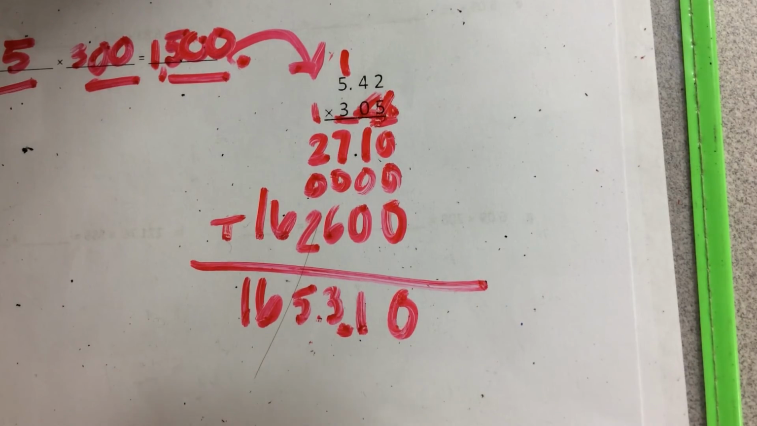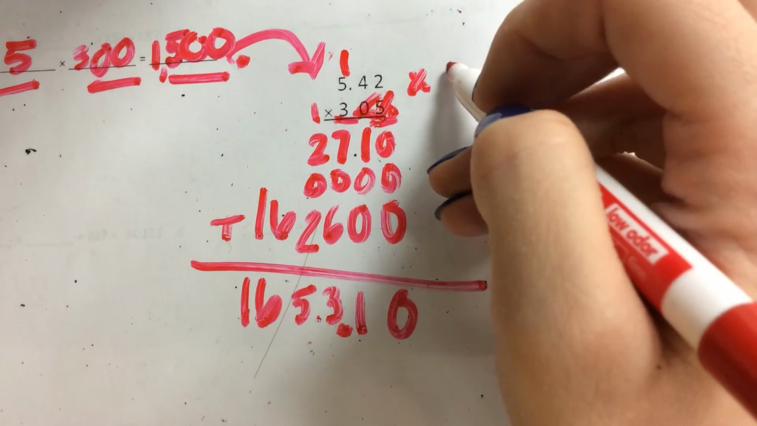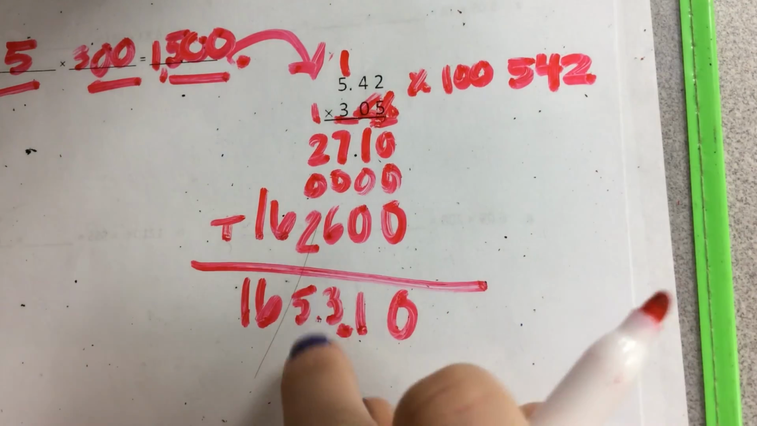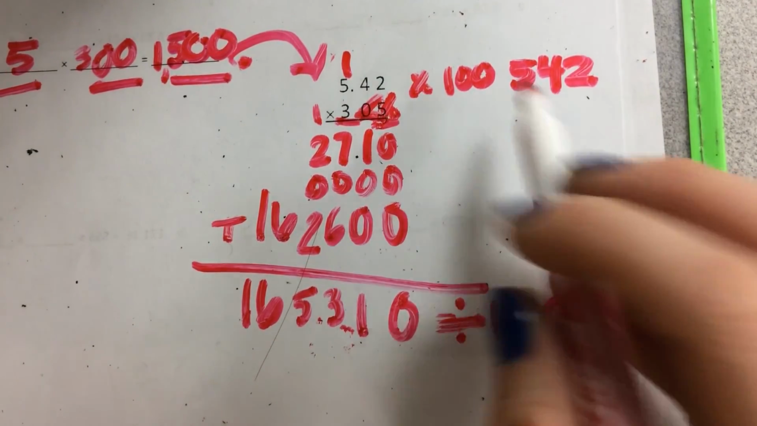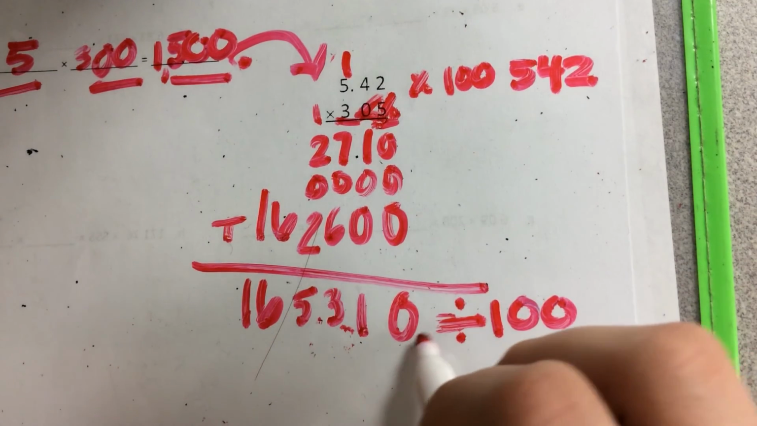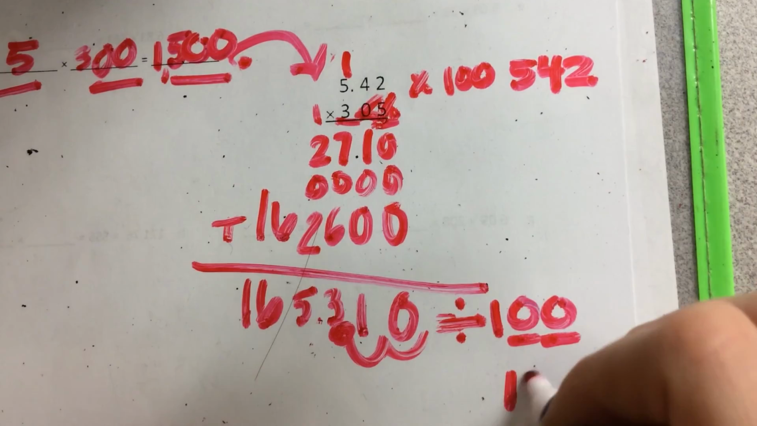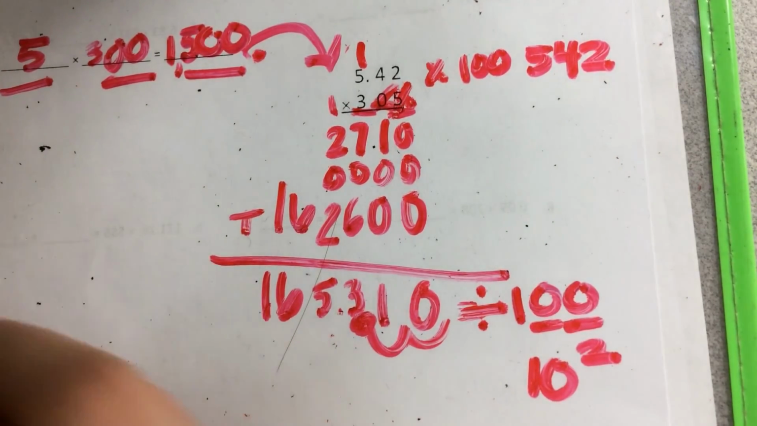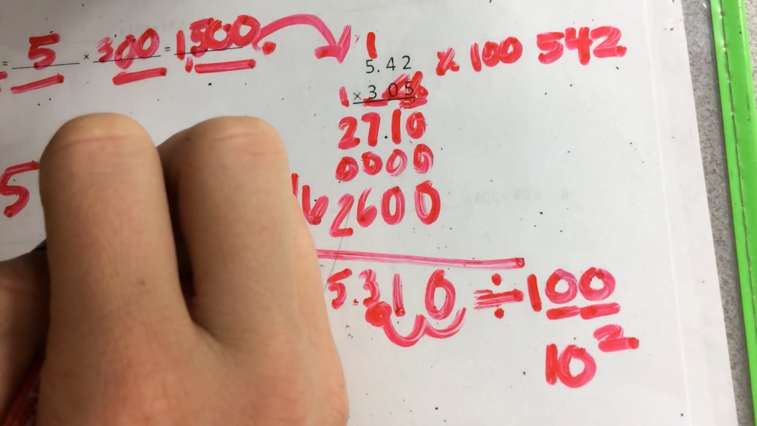It would be reasonable. We also, to get rid of our decimal there, had to multiply 5 and 42 hundredths by 100 to get 542. So we would have to take our answer and divide it by 100 to get it back to the original, which is moving it into place values because we have 2 zeros, 10 to the second. So there's a few ways you can think about it, but our answer will be 1,653 and 1/10.